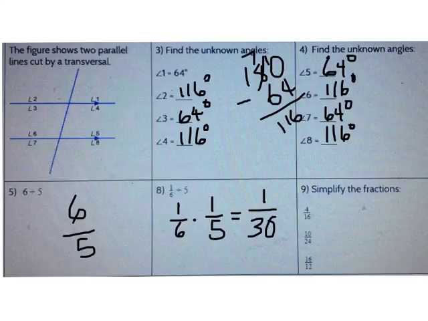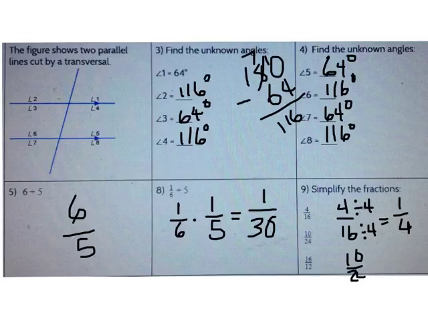Now let's simplify the fractions. What's the largest number that I can divide both 4 and 16 by? 4. When I divide both by 4, what is that fraction written in simplest form? It's 1/4. What is the largest number I can divide both 10 and 24 by? It's 2. When I divide both by 2, what's my fraction in simplest form? It's 5/12.